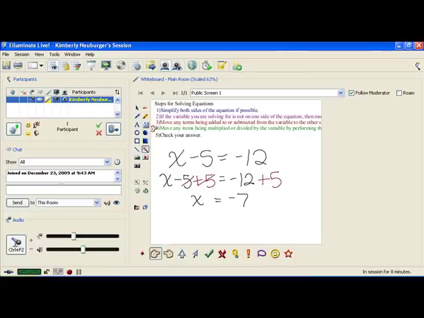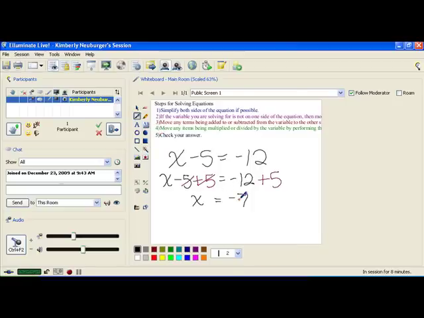Now we're going to take a look at step 4, and that is to move anything being multiplied or divided by the variable. And since the variable just has an invisible 1 in front of it, which anytime there's no number there, there's an invisible 1, that step is complete for us. So step 4 didn't need to be done on this particular equation, but step 5 needs to be done on every equation, and that is to check your answer.